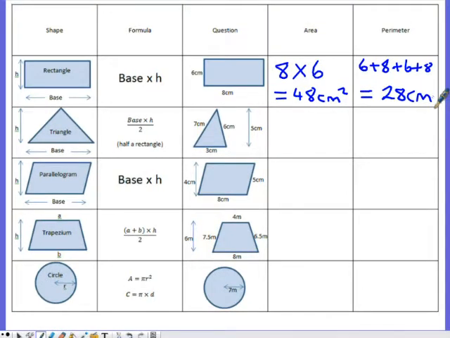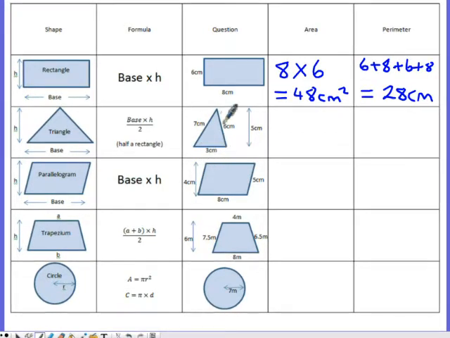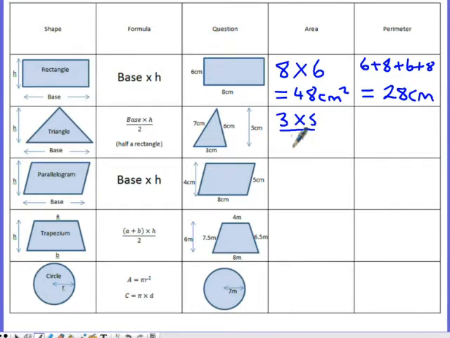To work out the area of a triangle, we do base times height and then divide it by 2. The height has to be the vertical height, not a slanty height. So if you look at this example, the base is 3 and the vertical height is not 6 because that's slanting, the vertical height is 5. So to work out the area, we're going to do 3 times 5 and then divide it by 2, giving 7.5 centimeters squared.